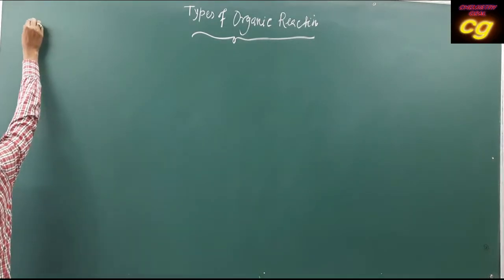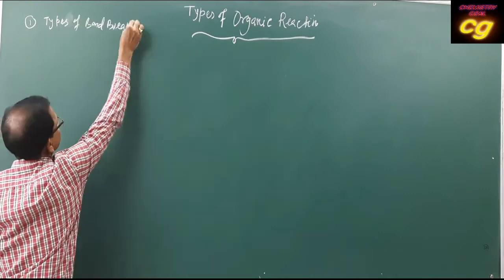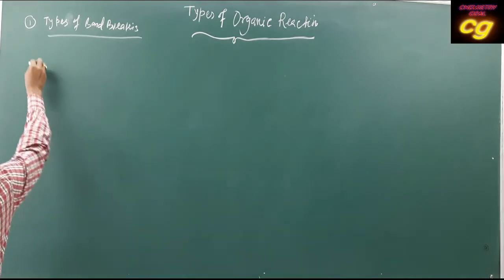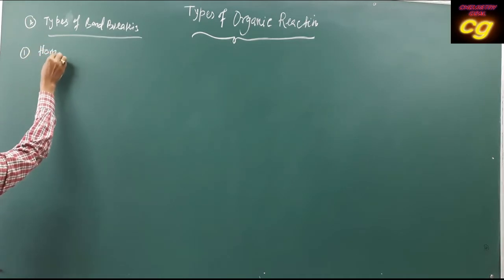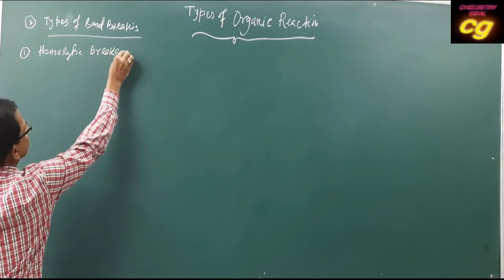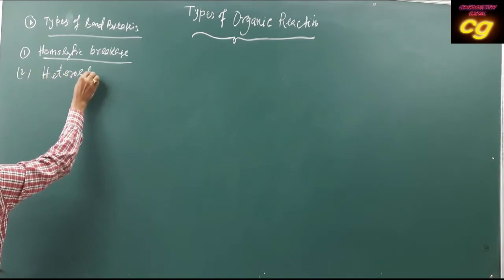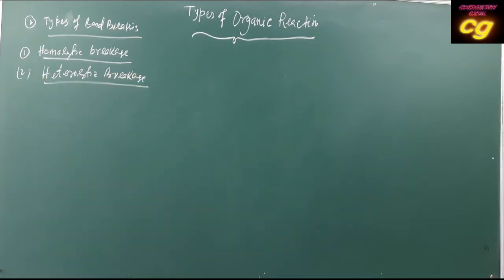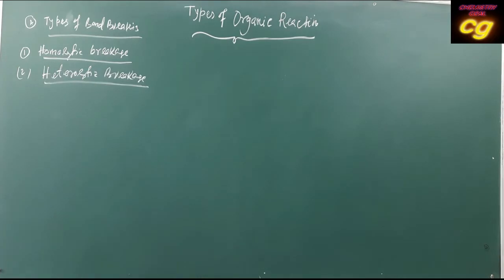Types of bond breaking. Generally, two types of bond breaking: one is homolytic breakage, and the second one is heterolytic breakage. These two types of bond breaking take place in organic reactions: homolytic breakage and heterolytic breakage.